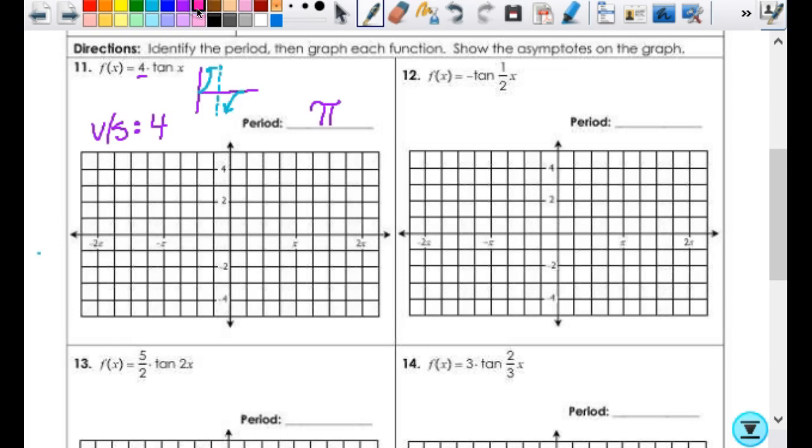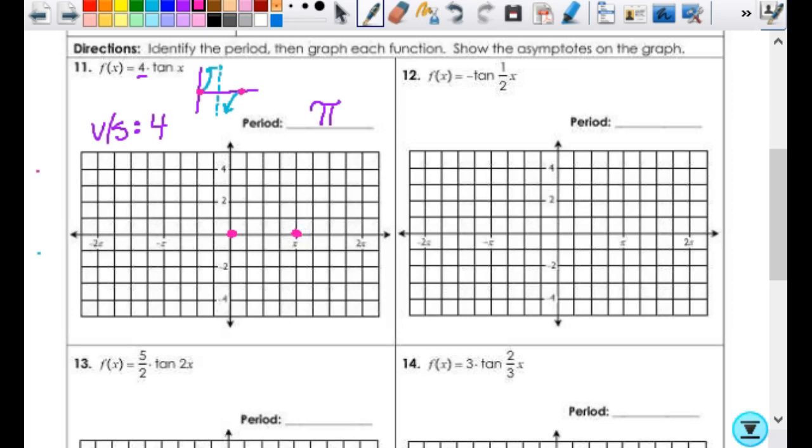So we come in here, and for the parent function of tangent, we always start at 0, 0. There are no shifts right now, so I am at 0, 0. Then the next thing you want to do is the end of the period. The period is only pi. So from 0, I'm here at 0. At pi, I put another point.